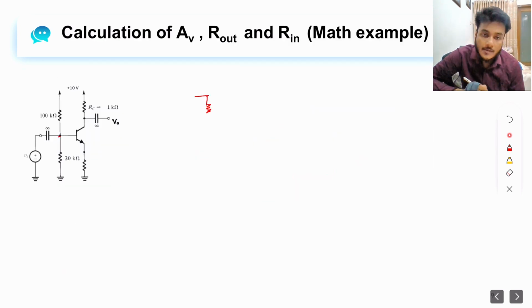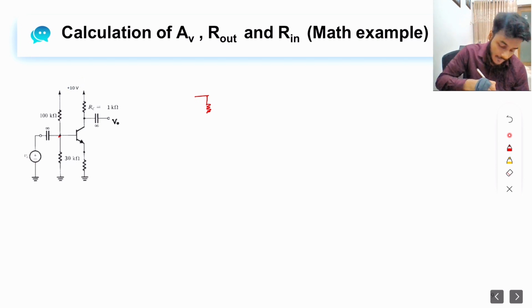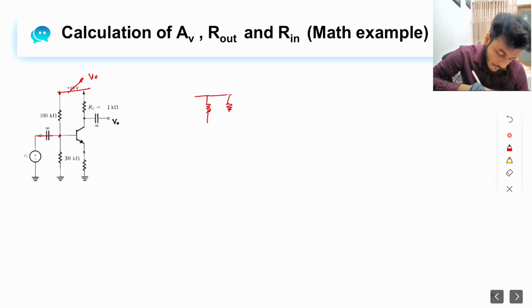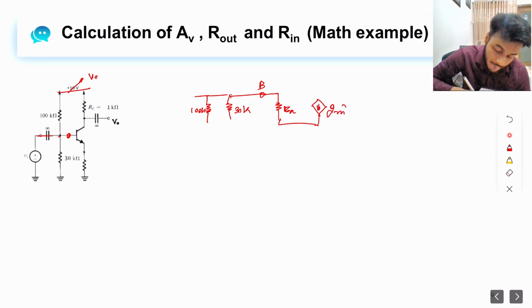Let us see a simple math example for this. For our AC analysis, we will ground all the sources, meaning we will cut off all the sources. This is a voltage source, so it will be grounded, and this will be shorted. Now in this branch we will replace it with our designed hybrid pi model, so it will be GM VBE.